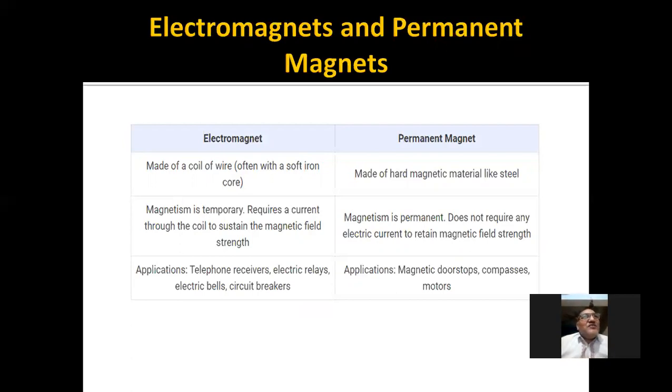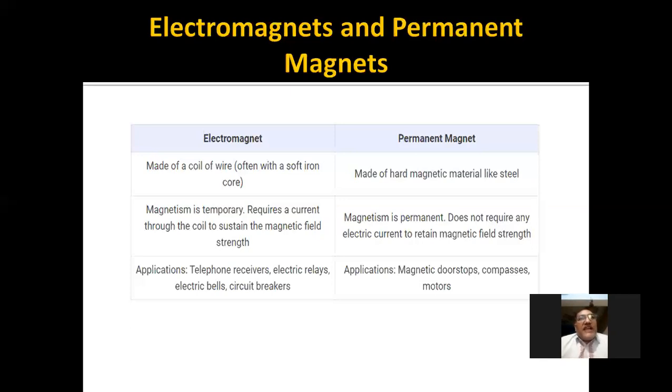Electromagnets are made of a coil of wire, often with a soft iron core. Iron core means that you have a solenoid, and in the solenoid you have put a rod of iron or a nail of iron. So it has an iron core. Mostly the permanent magnets are made of hard magnetic materials like steel, whereas electromagnets are normally made of soft magnetic material. Electromagnet magnetism is temporary and requires a current through the coil to sustain the magnetic field strength, whereas permanent magnetism does not require any electric current to retain magnetic field strength.